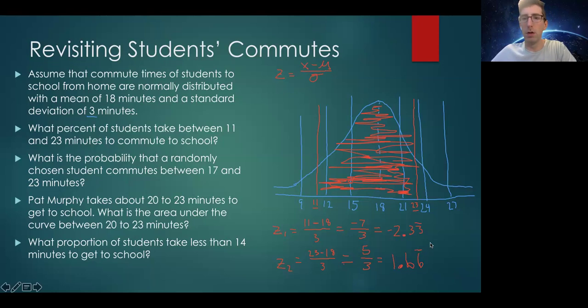So now we've got 2 z values. Now what's our next step? We need to look up these z values on our z table.